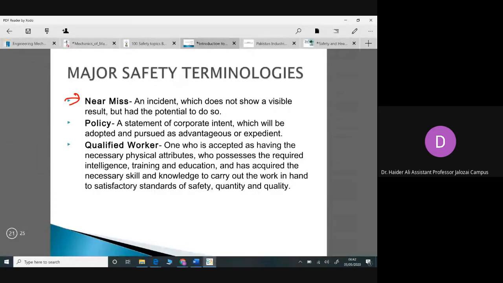It did not damage. The people who were there were lucky enough that they did not get hurt, but the incident had the potential to hurt someone, or to damage something. So an incident where nobody gets harmed or nothing gets damaged, but it has the potential to do so, we call it a near miss in occupational health and safety terminology. Again, we already talked about this, that there should be a clearly defined policy in any organization that makes sure that the people who are working there are safe and healthy.